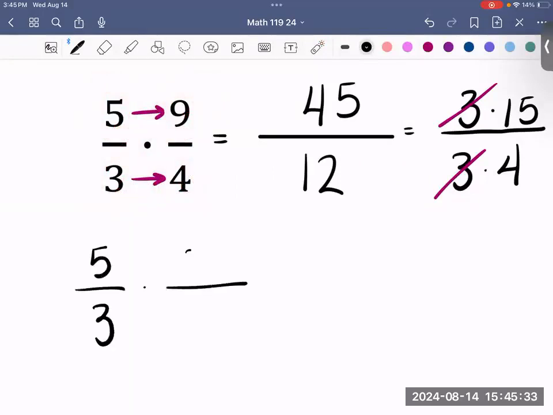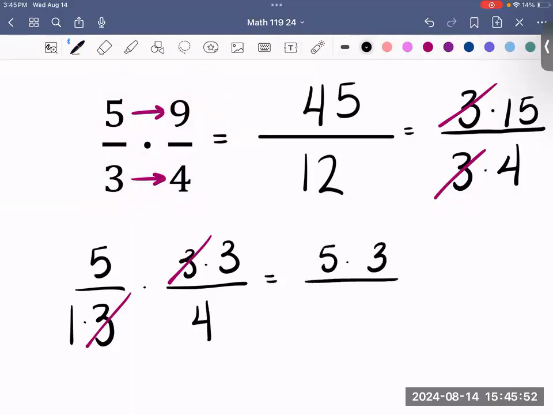9 can be written as 3 times 3. And you have the 3 directly across, or 1 times 3 directly across. So in which case, one of these 3's cancels with the other. You can't cancel out double. That would be too much. So in which case, you're left with 5 times 3 and 1 times 4 to make 15 over 4.